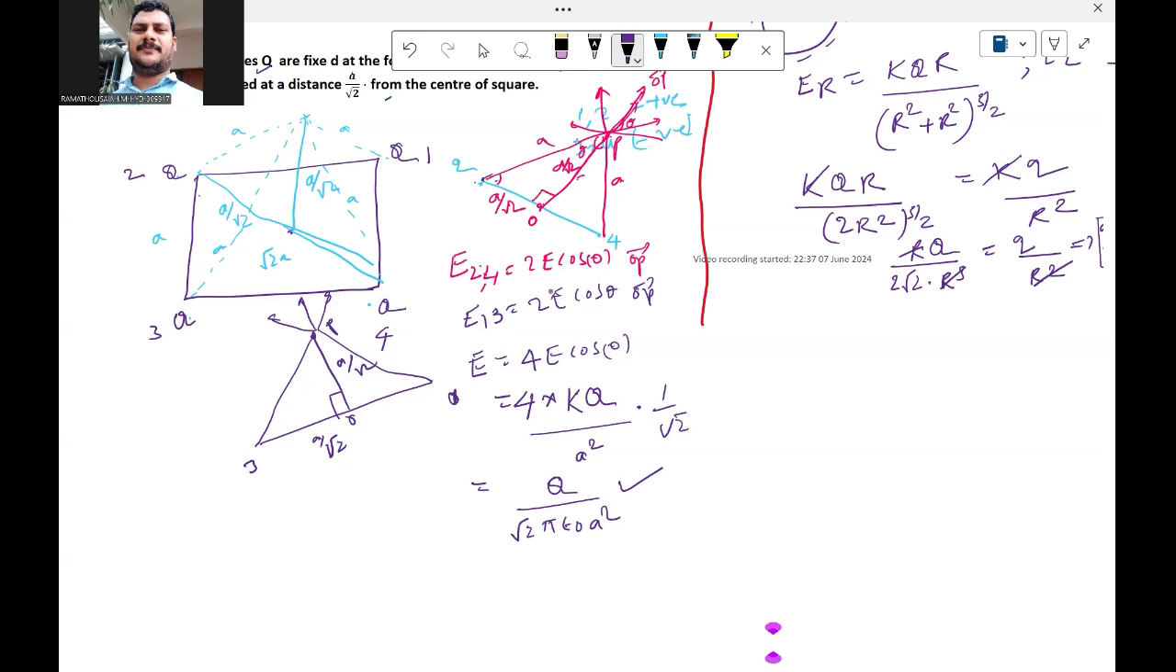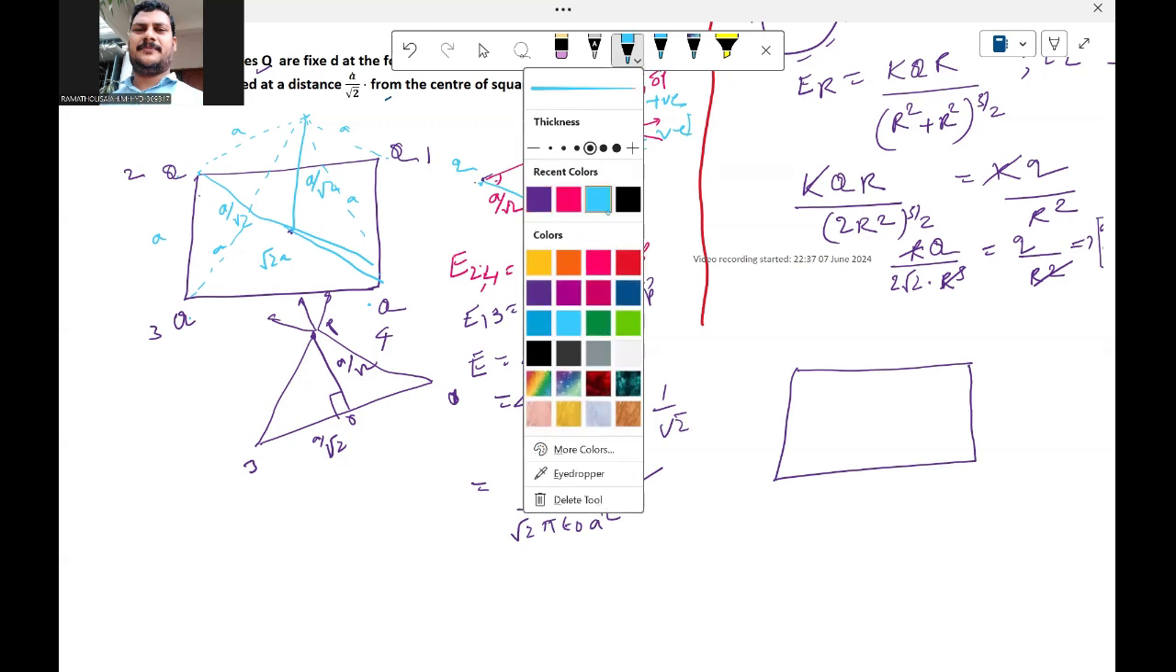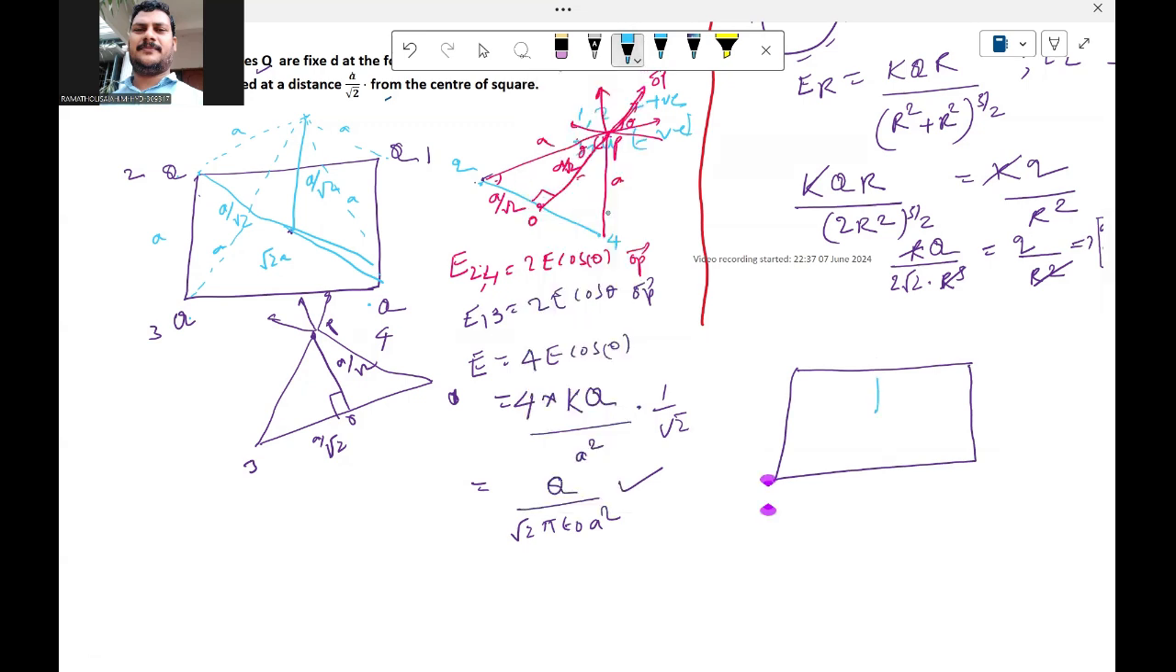Suppose here 1 and 2 are positives and 3 and 4 are negatives. So that is the condition. Now take this example. This is the square. So here square means all sides equal. I don't know how to draw the square properly like that. So the perpendicular distance is A by root 2. Now this is 1, 3, 4. These charges are positive, Q and Q.